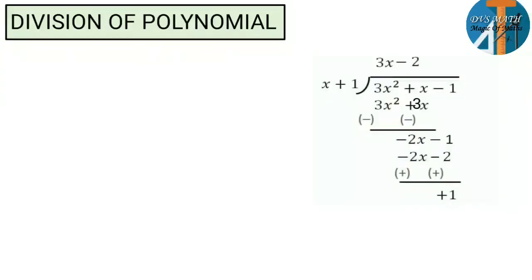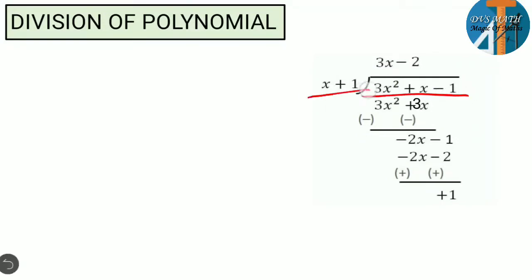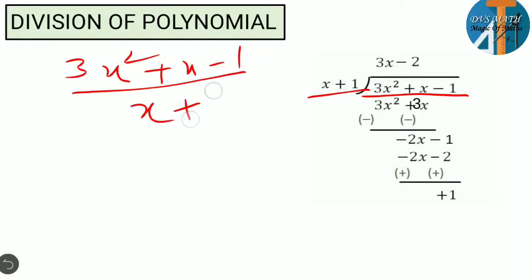Now let us see the division of polynomials. It is a very simple division. Here you have two polynomials, one is the dividend and another one is the divisor. Here it is 3x square plus x minus 1, and you are dividing this by x plus 1. This is the dividend and divisor, and it is very simple to divide.